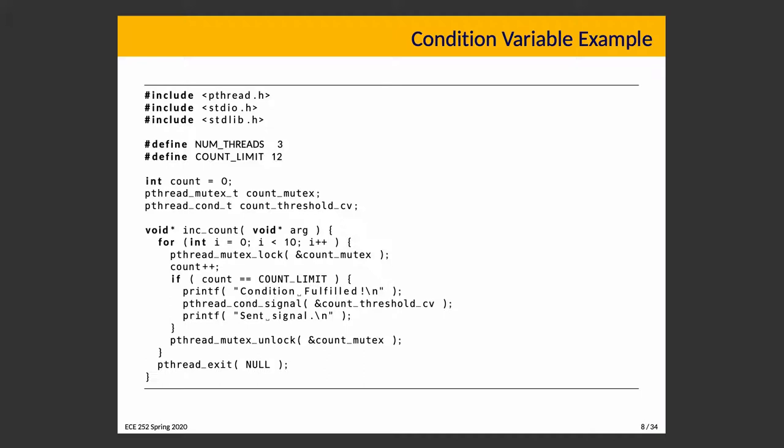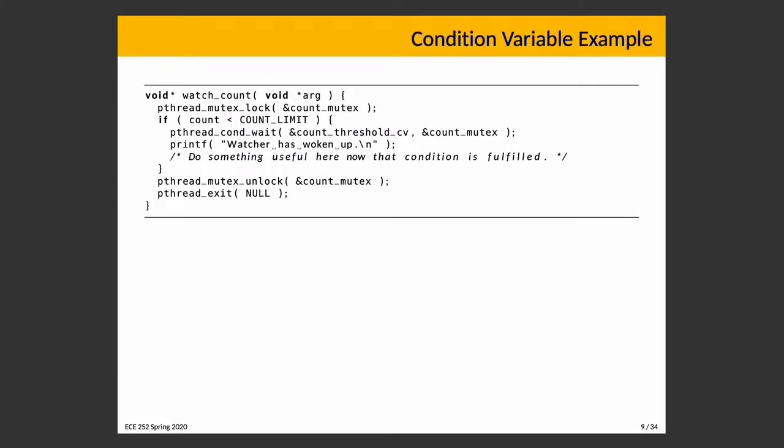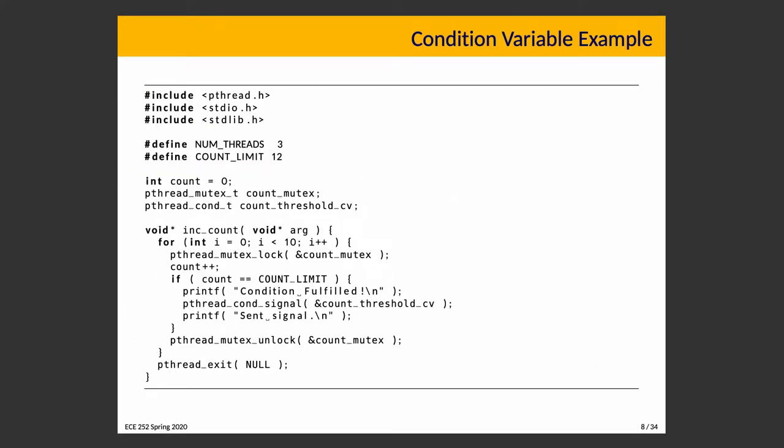Now, to clarify, just in case there's a question about it, the mutex, I said, is automatically unlocked and locked again based on the use of condition wait. So the watcher thread runs and it locks the mutex, and then when pthread condition wait is called, the mutex is unlocked. So we're in the middle of the critical section, but we've gone to sleep and we've released the mutex to allow another thread to have a turn. That will allow the incrementer threads to have a turn. When pthread condition signal happens, it doesn't mean that the other thread, the watcher thread, can run immediately.